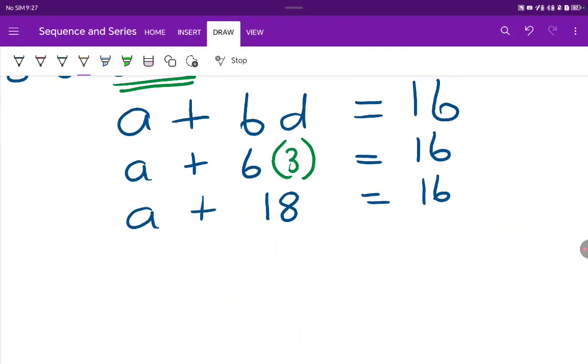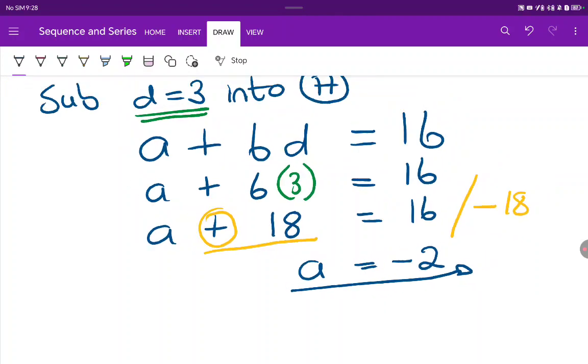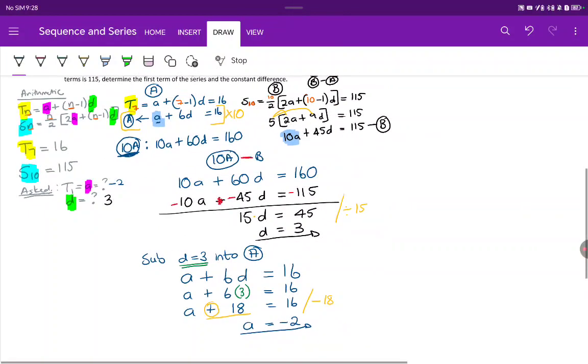Now I want to get rid of this plus 18. The opposite is minus 18 on both sides. A is equal to 16 minus 18. That gives me negative 2. Back to my starting point. A is negative 2. Have you answered the question? Yes, you have.